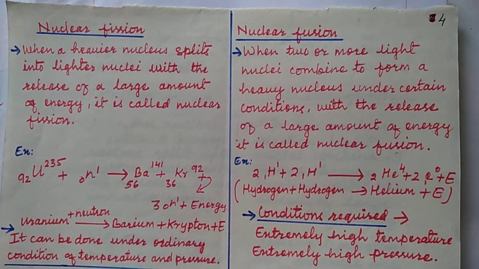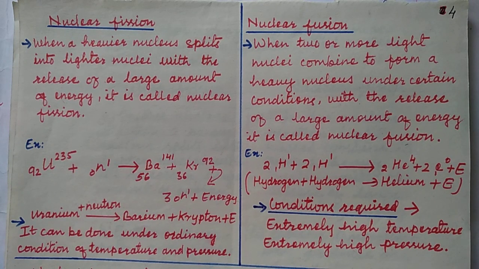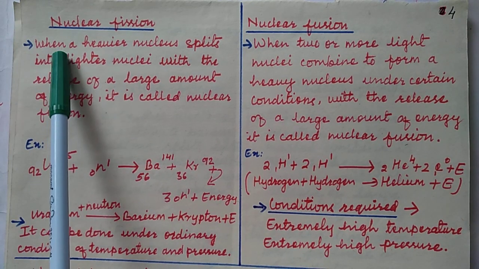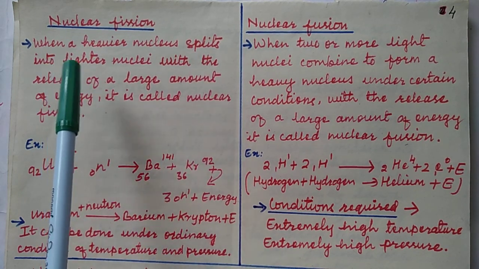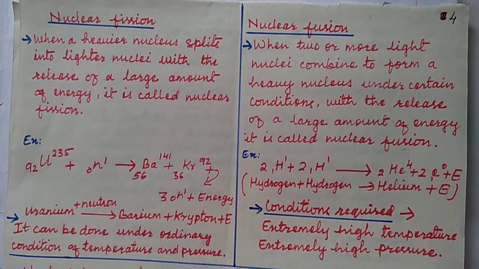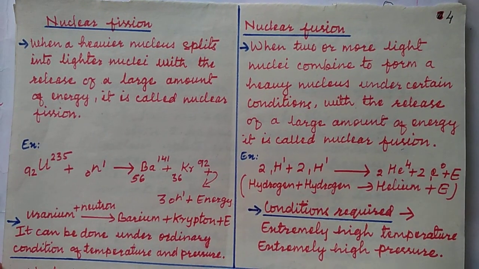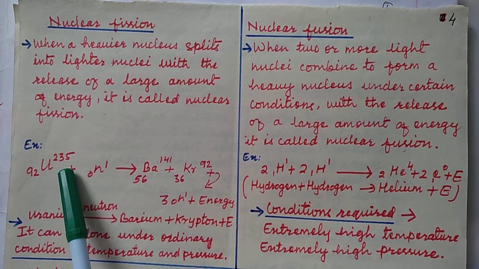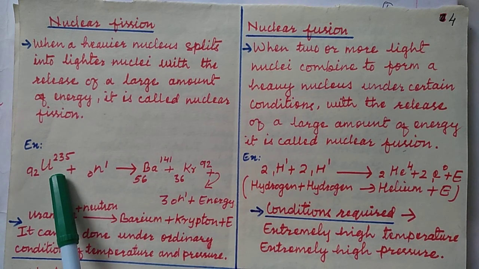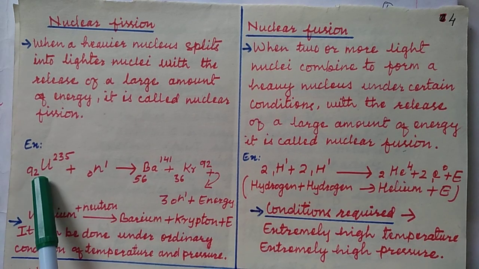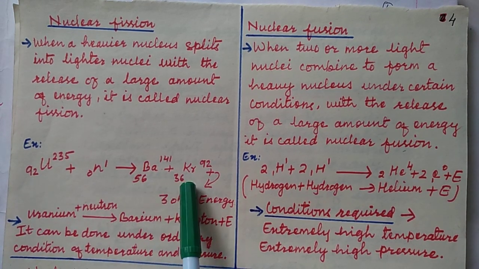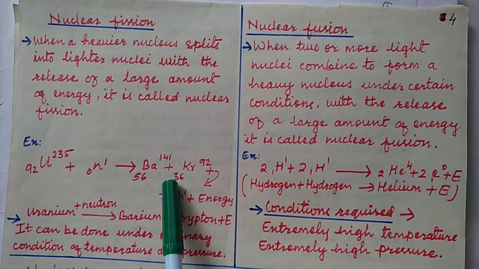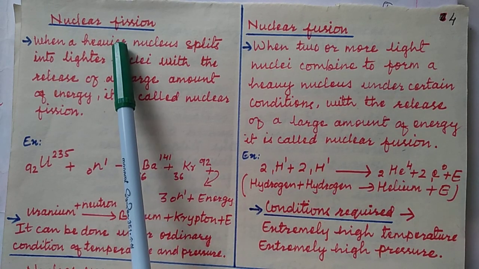Now, nuclear fission and nuclear fusion, what are these? We are going to see definitions and examples. Nuclear fission: when a heavier nucleus splits into lighter nuclei with the release of a large amount of energy, it is called nuclear fission. We are talking about the atomic level, the nucleus of an atom. A heavier nucleus like that of uranium, uranium 92 235, where 92 is the atomic number and 235 is the atomic mass. So the heavy nucleus splits, breaks up into lighter nuclei. At this time a large amount of energy is produced, which is called nuclear energy, and this is the fission reaction, breaking up.